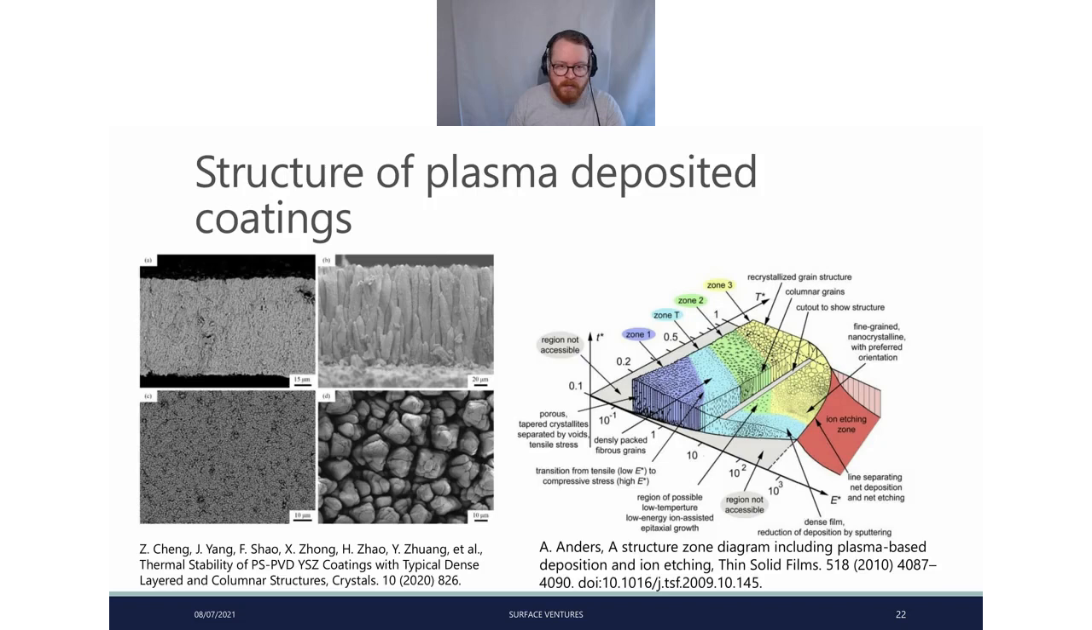A lot of papers specific to coating structures will report the type of structure, and then you can look at various papers such as this one by Andre Anders to give you your structure zone model.